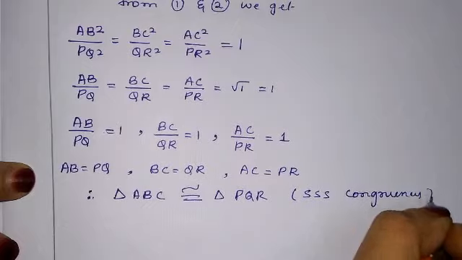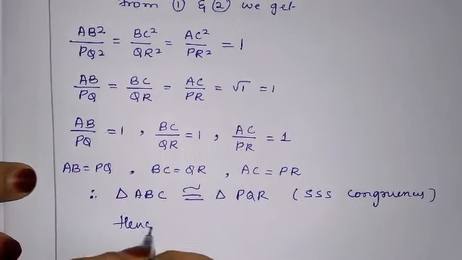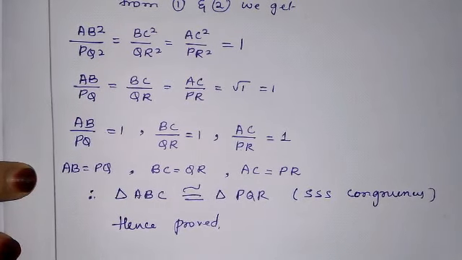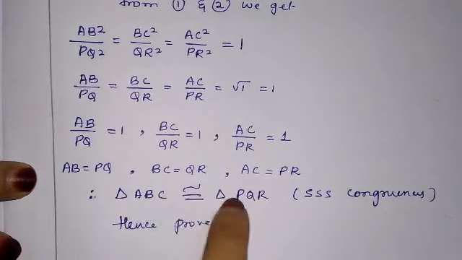So, the statement is hence proved. Is it or not? We proved the question. What they have told: if the areas of similar triangles are equal, then they are congruent. We proved they are congruent, right?